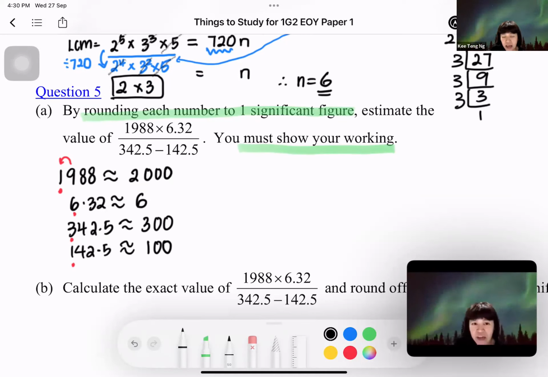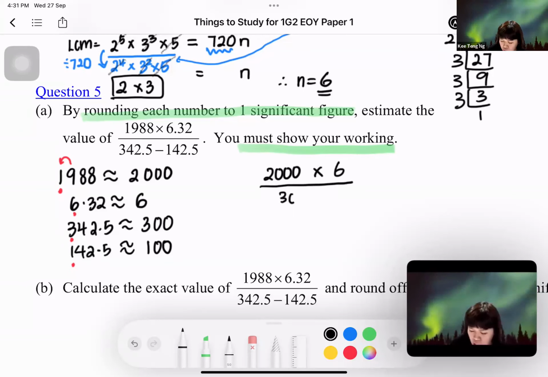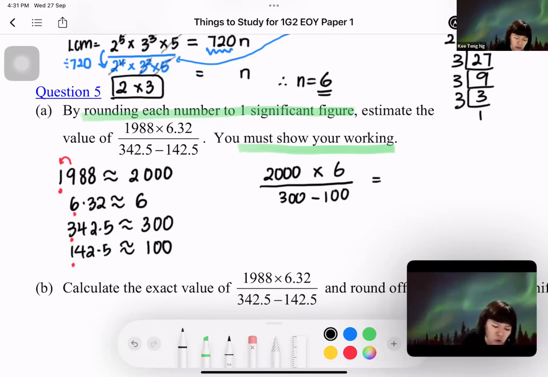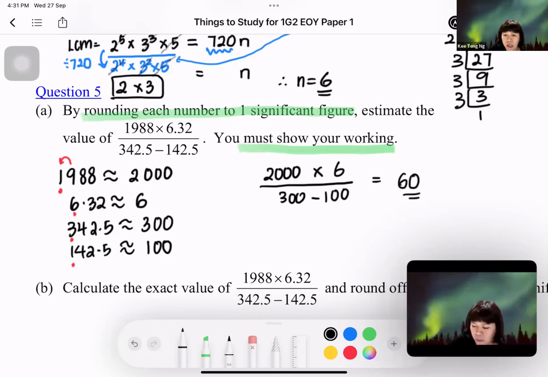Right, then now we plug it inside our question. So 1988 becomes 2000. Show the working. 6.32 becomes 6 over 300 minus 100. Then you key this whole thing into your calculator with your fraction: 2000 times 6 over 300 minus 100. And you get the answer 60. Okay, so this type of question, you read the instruction, it is round off first, then do the calculation. Round off first, then do the calculation.